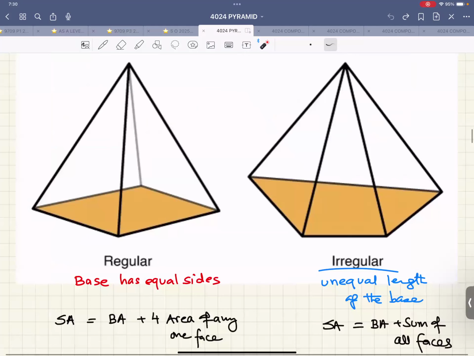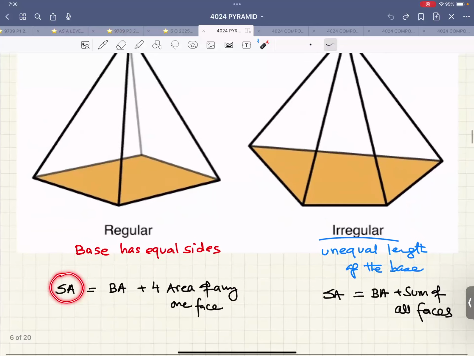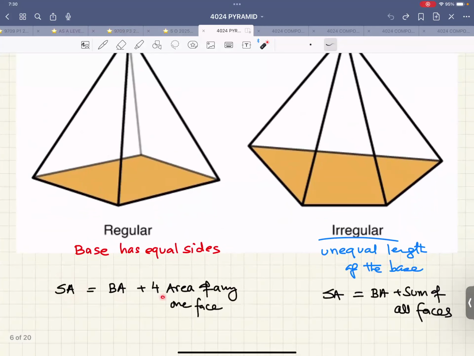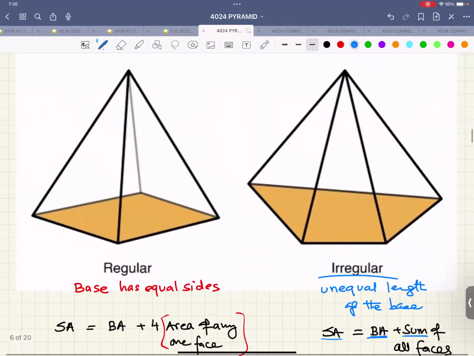Now, if it's a regular pyramid, the base has equal sides. If it's an irregular pyramid, the base has unequal lengths. If they talk about surface area, that's base area plus 4 times the area of any one face. And over here, if they are talking about surface area, that is the base area plus the sum of all the faces, because the faces will be different.